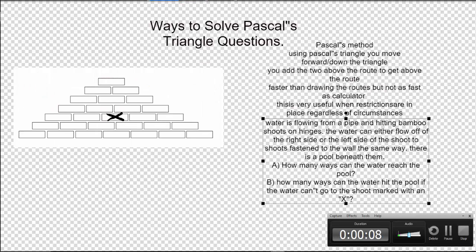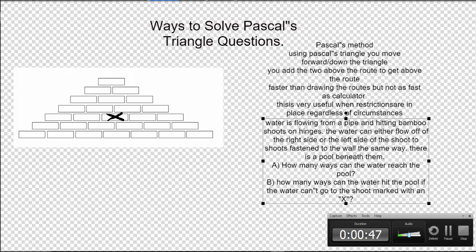The second way to deal with Pascal's triangle questions is the Pascal's triangle method. Using the Pascal triangle, as the name suggests, you move down the triangle. To get the number of possible ways to get to a certain point, you add the two possible ways for the paths above it, and adding those two together gives you the total possible ways to get to the point. This is faster than drawing routes, but it's not as fast as a calculator. But unlike the calculator, this is very useful in all circumstances and with all restrictions.